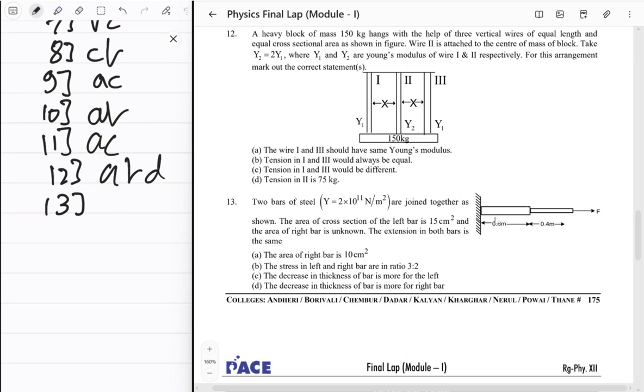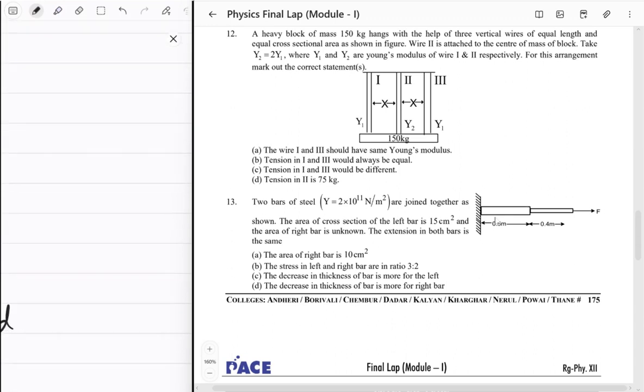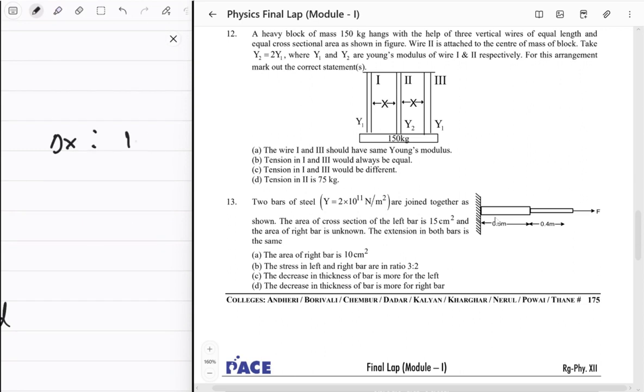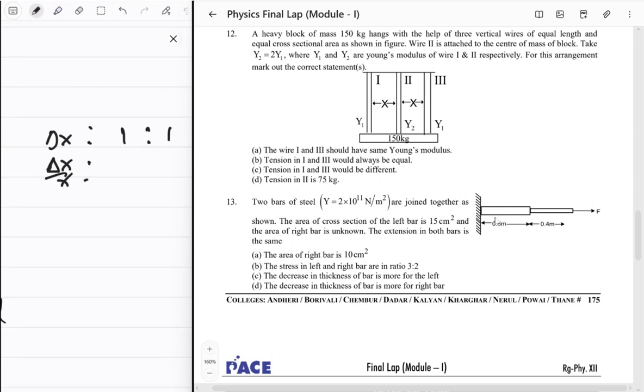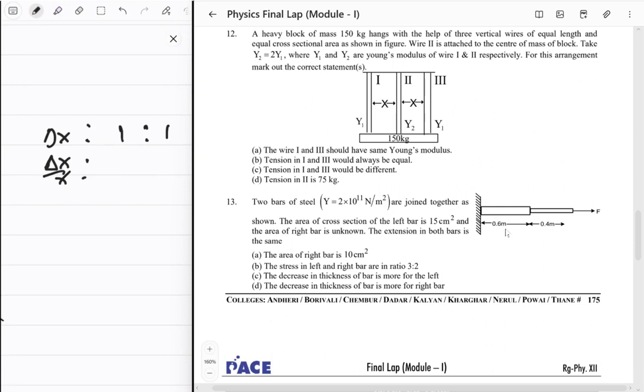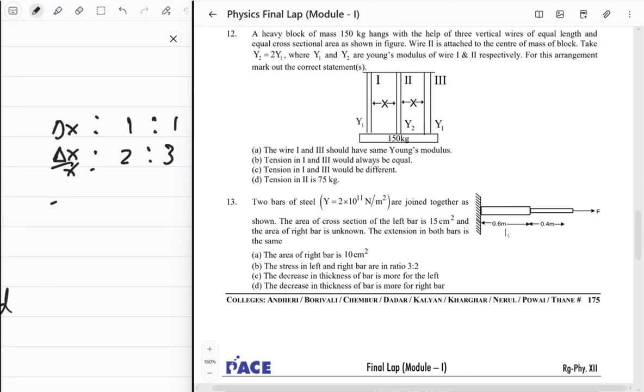So in what ratio will the strain be? Right, so delta x is 1:1, and then delta x upon x will be in the ratio of 1 upon 0.6 is to 1 upon 0.4, which is 0.4 is to 0.6, which is 4:6, which is 2:3. Exactly. So the stress will also be in 2:3.